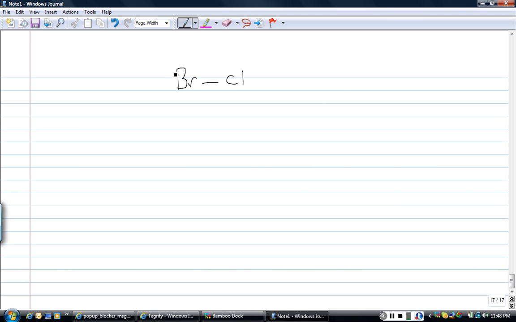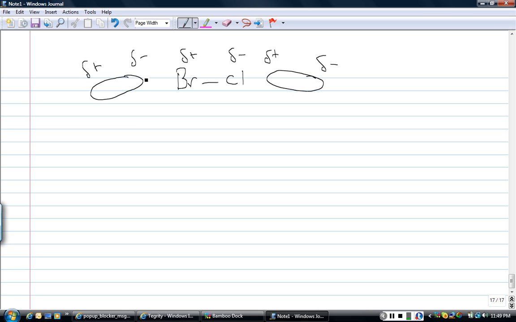Let's say there's a very slight delta minus on the chlorine, and a slight delta plus on the bromine. Well, if I have this in a solvent which is itself polar, let's say I have a delta minus and a delta plus of my solvent. The delta minus of the solvent will orient itself towards the delta plus of the Br, and similarly, the delta plus of the solvent will orient itself towards the delta minus of the chlorine.